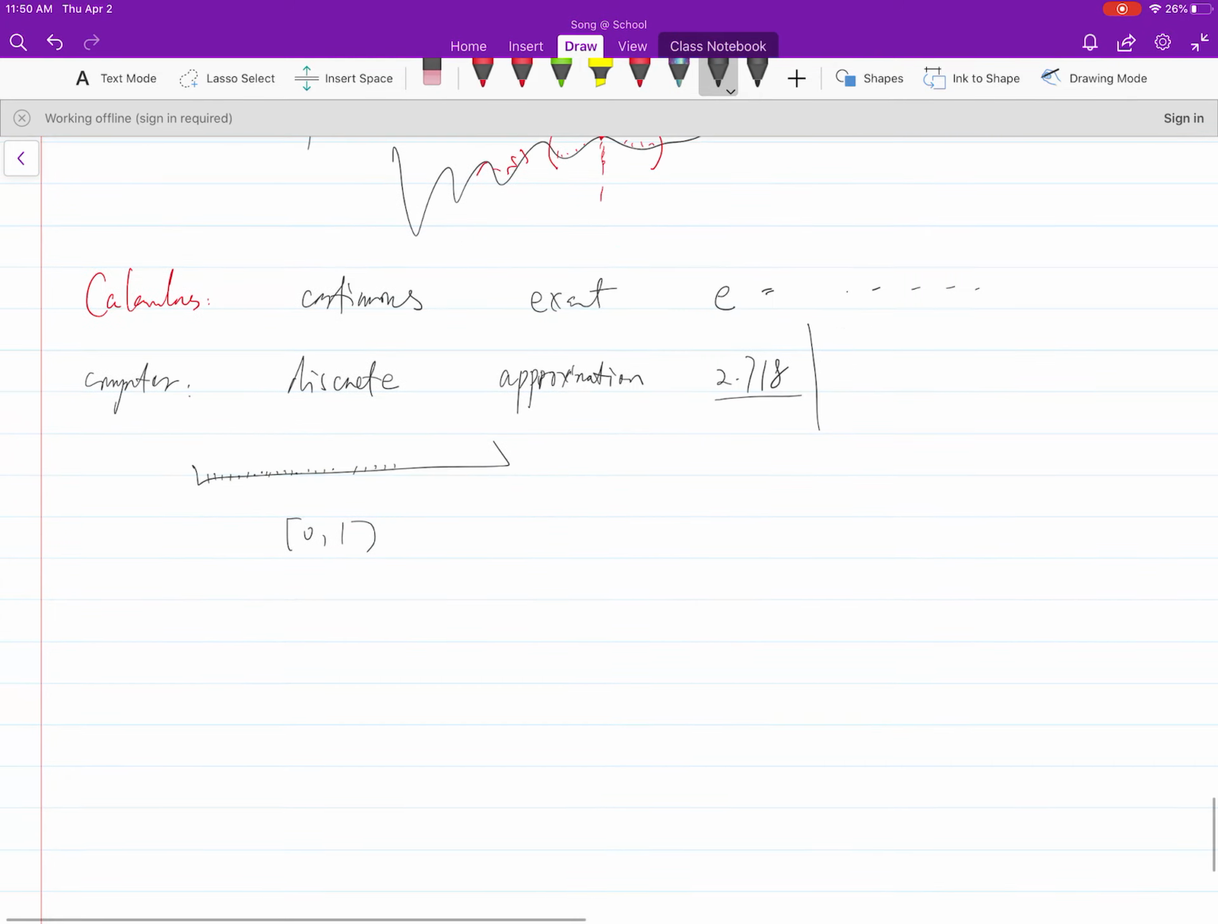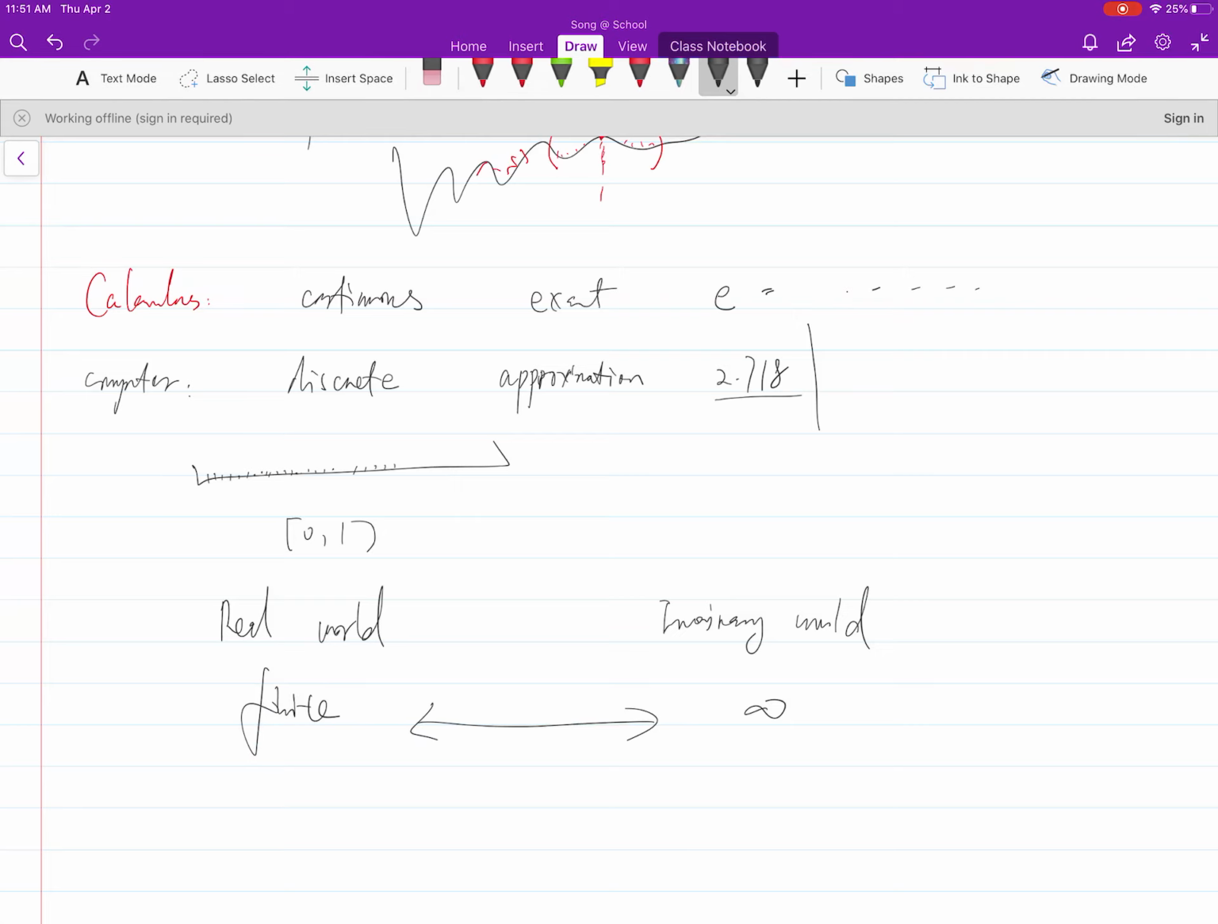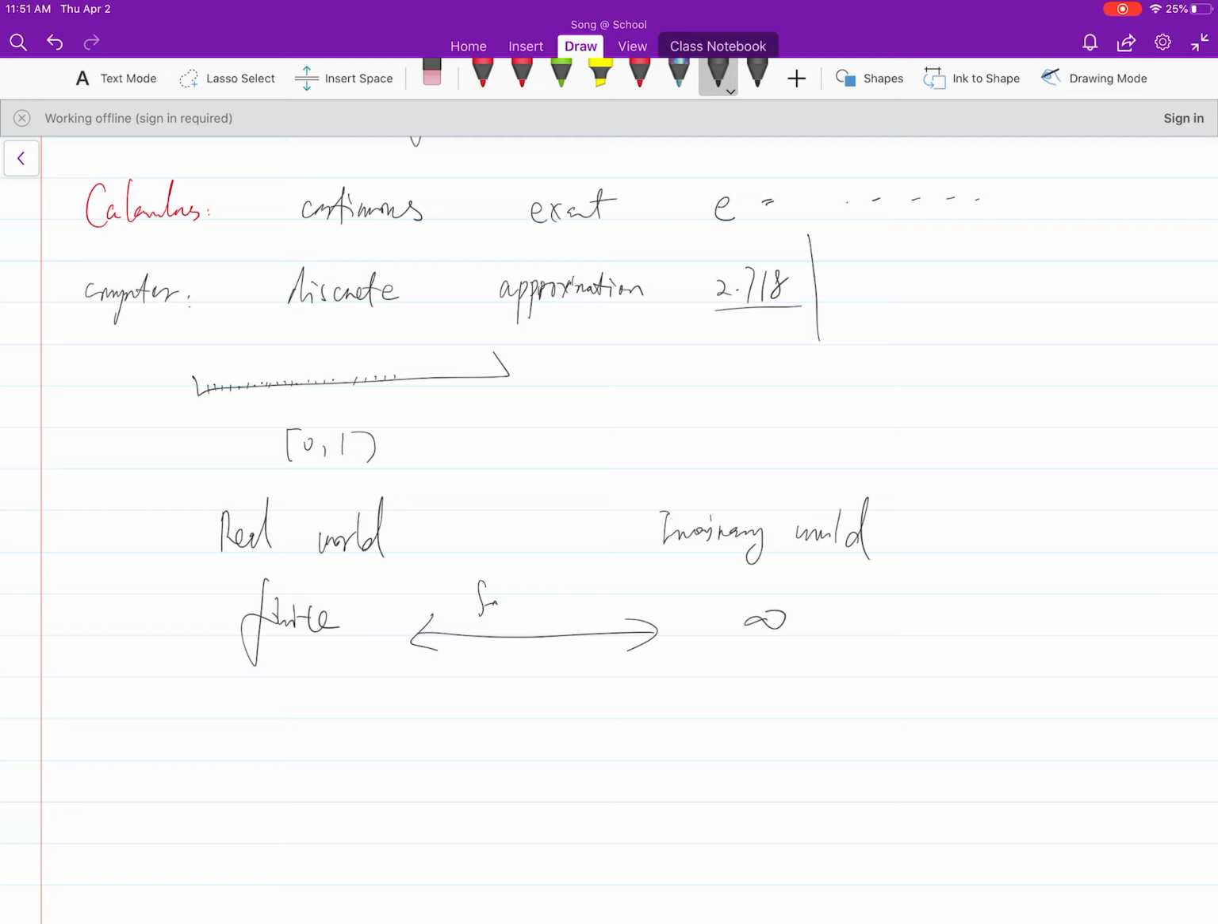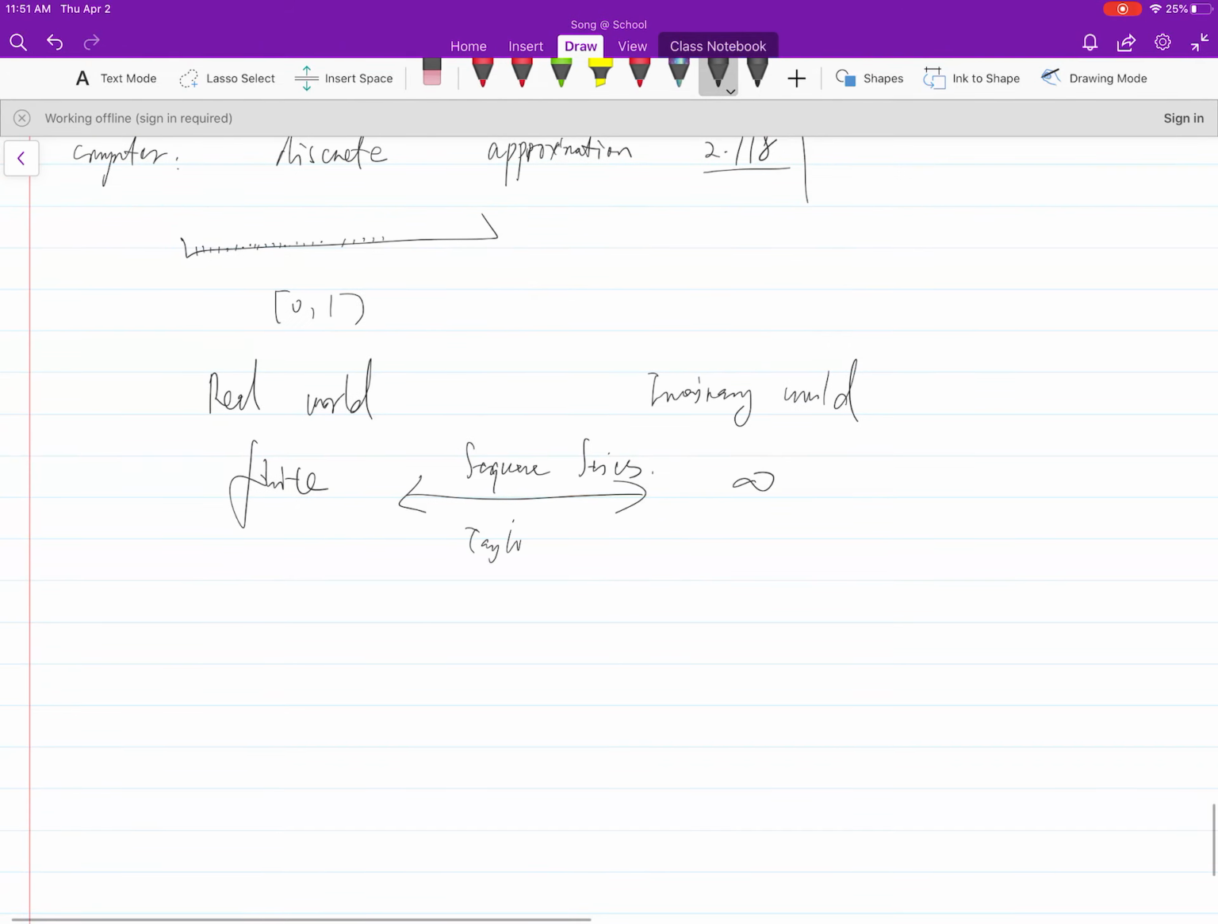So what you're trying to do with Taylor polynomial or any approximation is trying to build a connection between the real world, which is finite, to the imaginary world, which is infinite. Okay, and how to connect these two together? That is actually the idea of sequence and series. Okay, and then Taylor polynomial is another way to connect functions and polynomials, which are way easier to do. Okay, again, a polynomial never becomes a function unless you take infinitely many of them.